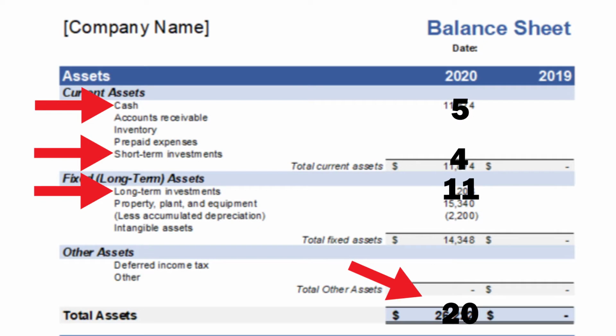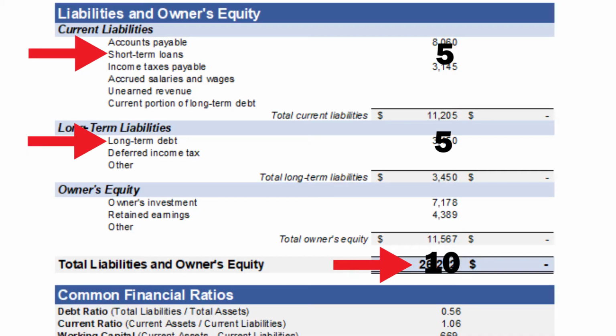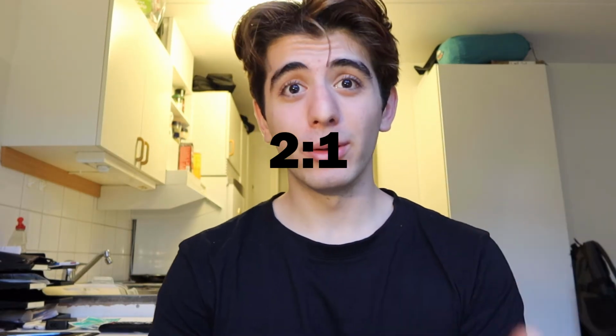Now let's look at a regular balance sheet. Let's take Apple as an example. Let's just use low numbers for the sake of math. Let's say Apple has a cash and cash equivalent of 5. They have short-term investments of 4 and long-term investments of 11. This makes 20. Let's say Apple has long-term debt of 5 and short-term debt of also 5, which leaves them with 10. Considering that, Apple has a 2-to-1 ratio.